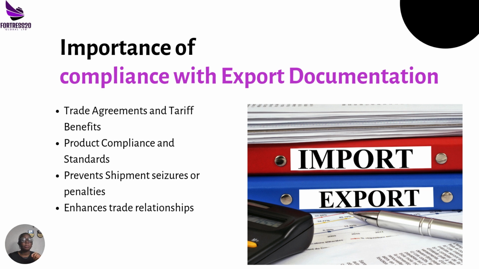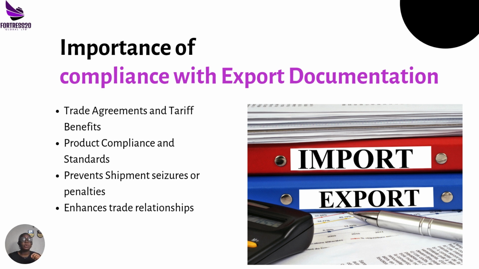We're still on the importance of compliance with export documentation. And number six is trade agreements and tariff benefits. Compliance with export documentation related to trade agreements, for example, the certificate of origin, is necessary to claim tariff reductions or exemptions under free trade agreements that require a proof of origin.